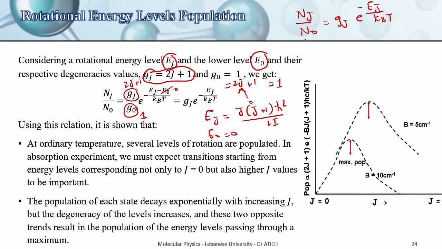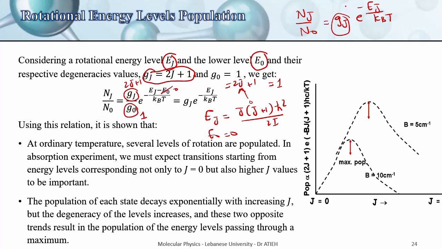As we go up to higher values of J, to higher energy levels, we have no problem with Gj. Gj will increase. We care about the ratio Nj over N0. Will our ratio increase? If the ratio increases, it means that more particles are likely to be occupying these levels of quantum number J. If the ratio decreases, it means that fewer particles are occupying this rotational level of quantum number J.